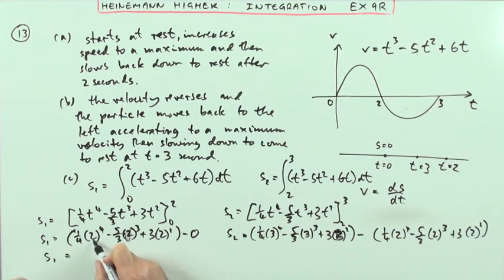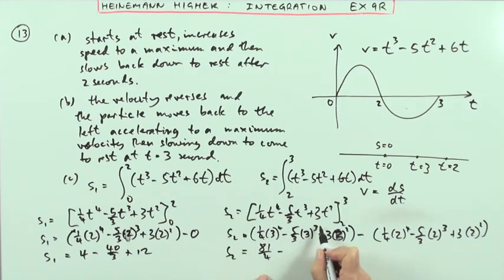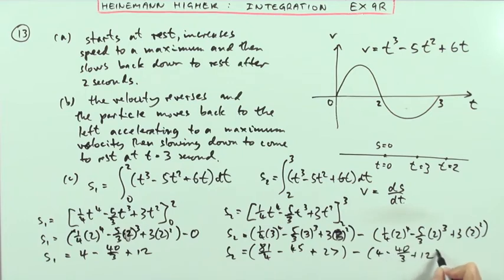So S1's going to be, what have I got? 16, so that's 4. That's going to be 40 upon 3, and that's going to be 4's 12. This one's going to be 81 upon 4, minus, I'll knock out one of them, so that leaves 45. Plus, and that's going to be 27. Put it in a bracket, minus the same thing as that. 4 minus 40 upon 3 plus 12.